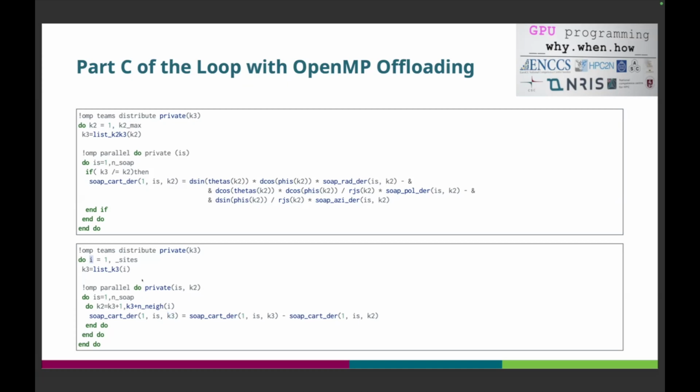But here we put the I sites. Each block makes one I site, and this is also still lots of blocks. Then in each block, we do this second loop, which is 1 to n SOAP. And this n SOAP is also between 100 and 1000 maybe. So there's enough parallelism here to distribute this work to the threads in the work group, or in the block.